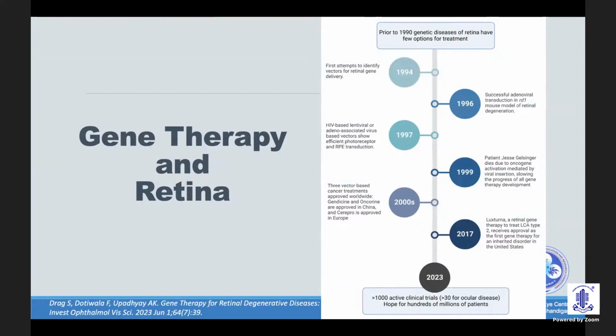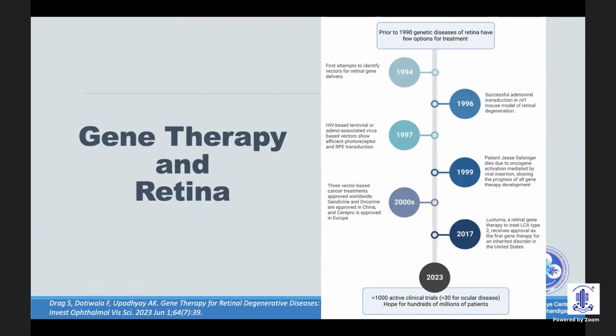There was a setback in 99 for the whole of gene therapy, because of the retroviral vectors getting integrated into the host tissue, there was death of a patient and multiple patients developing leukemia. So that set back gene therapy research by a decade.